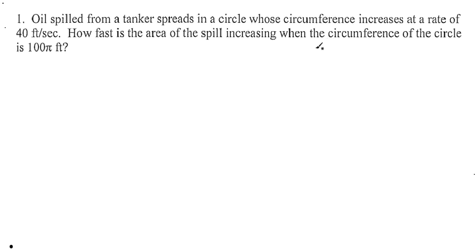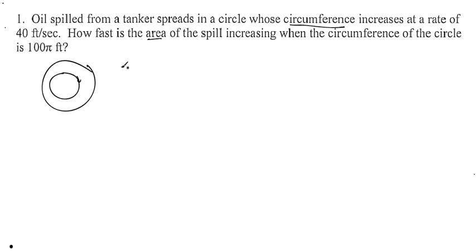An oil spilled from a tanker spreads in a circle whose circumference increases at a rate of 40 feet per second. So we have a little circle, oil spilled, and the length of the circumference is increasing at a rate of 40 feet per second. All right, so every second it's increasing by 40 feet. How fast is the area of the spill increasing when the circumference of the circle is 100 pi feet?